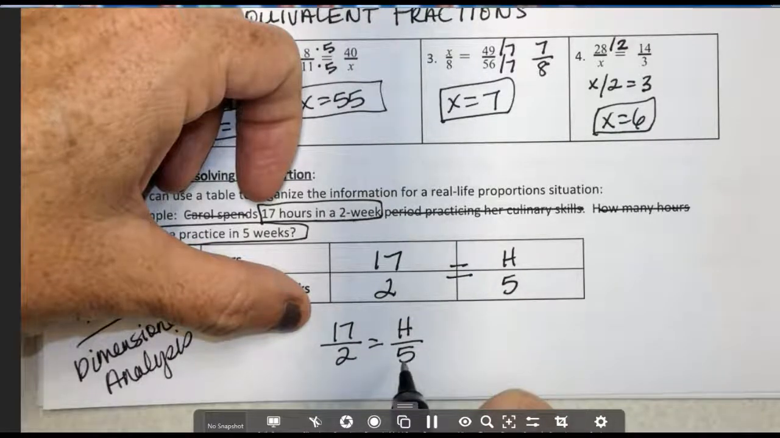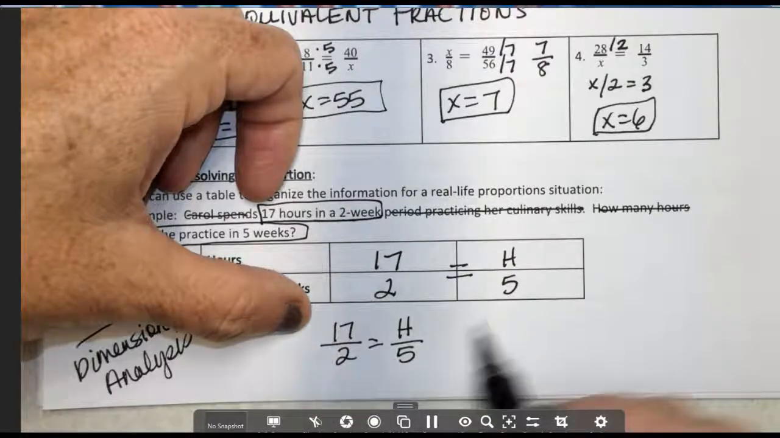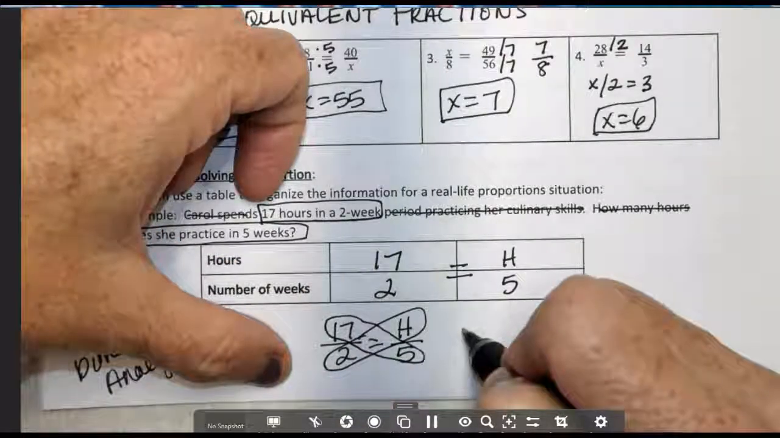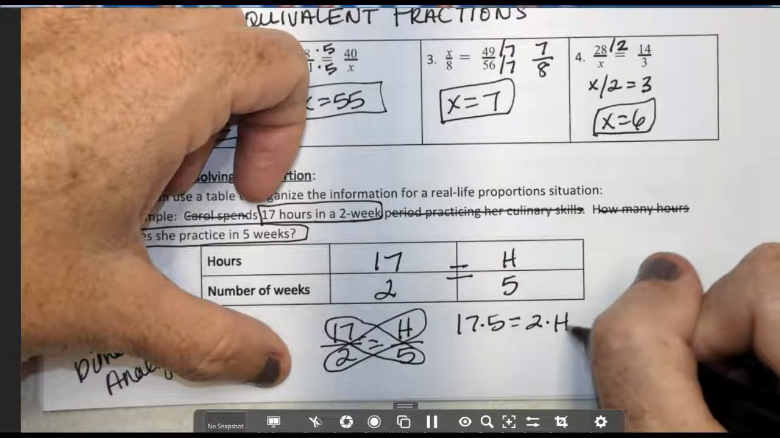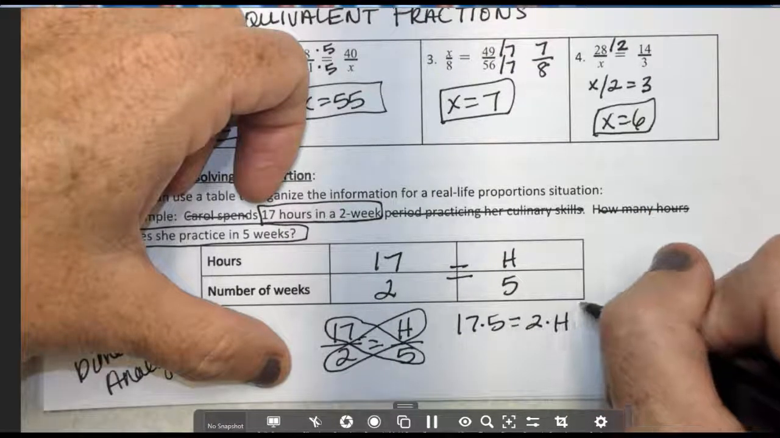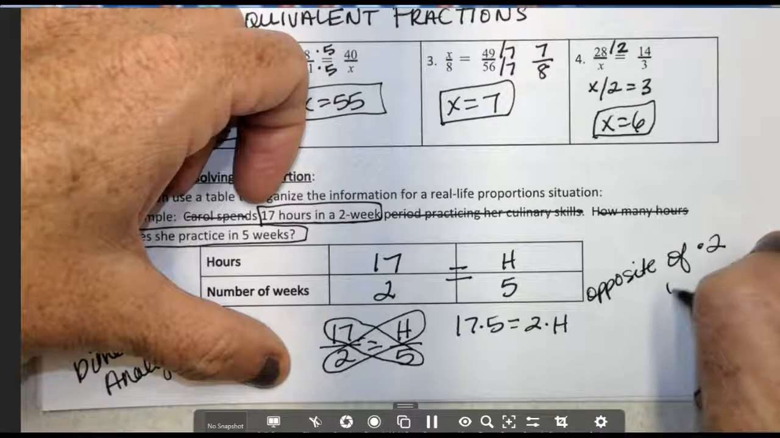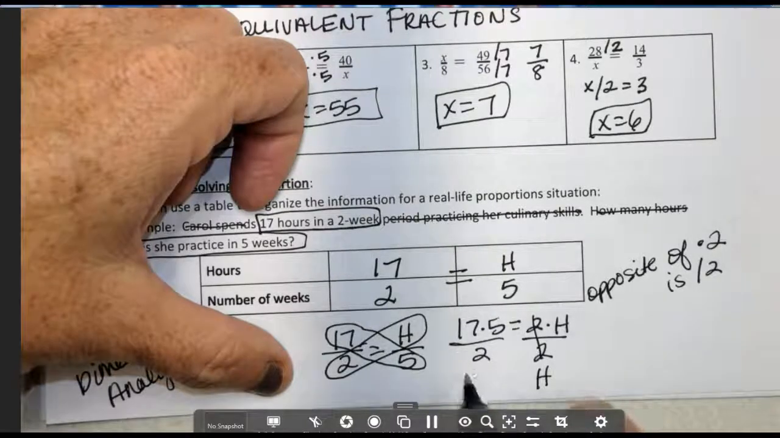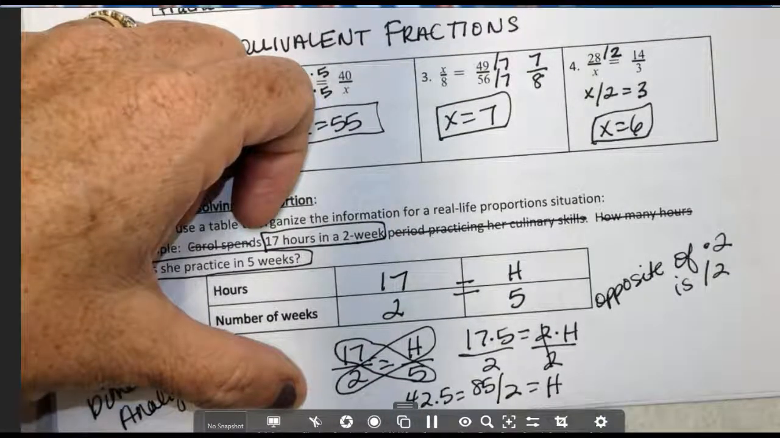And then you can do a couple different things. Now, 2 to 5 sort of has a relationship, but not really. 2 can't go into 5 evenly. So I'm probably going to cross multiply here. So I know that whatever 17 times 5 is has to equal 2 times something. So 17 times 5 equals 2 times the amount of hours. If I'm going to figure this out, I have to do the opposite of what's happening to it right now. So the opposite of multiplying by 2 is dividing by 2. So I'm going to divide everything by 2. So I would get 85 over 2, and that would be 42.5. Okay? So that's one way you can do that.